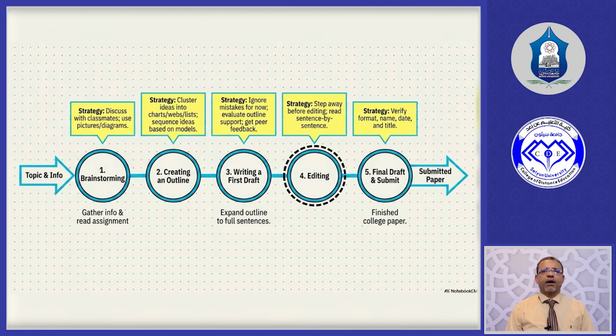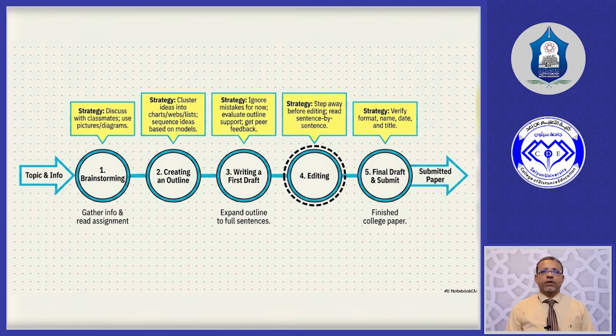After the outlining, now you start writing your first draft. Here, ignore mistakes for now, or again, you don't have to care a lot about them. Evaluate, outline, support, get peer feedback. So you have your outline, show it to someone to tell you whether the first point is good, the second point is not good. You get rid of it and so on. But you don't care about the mistakes. It's just about the content here.